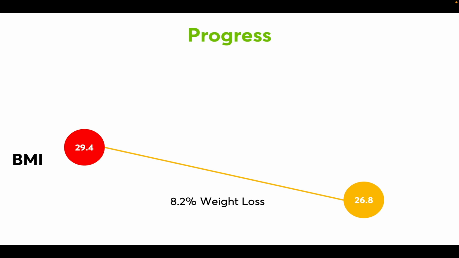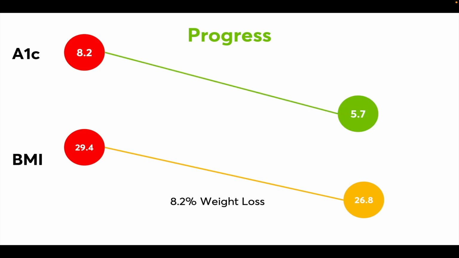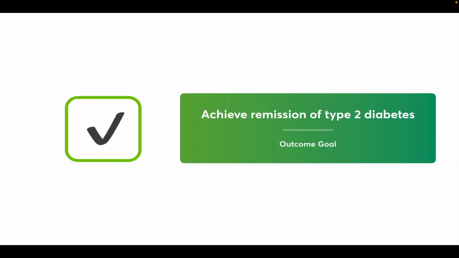She began the program at a BMI of 29.4 and finished at a BMI of 26.8, achieving a weight loss of 8.2%. Her A1C, as we said, was 8.2% at the beginning. At the end, she was at 5.7%, and she's not on any medications. So she's largely achieved her goal of remission. Now, it needs to be durable over time, but from a blood sugar control perspective, she's there.